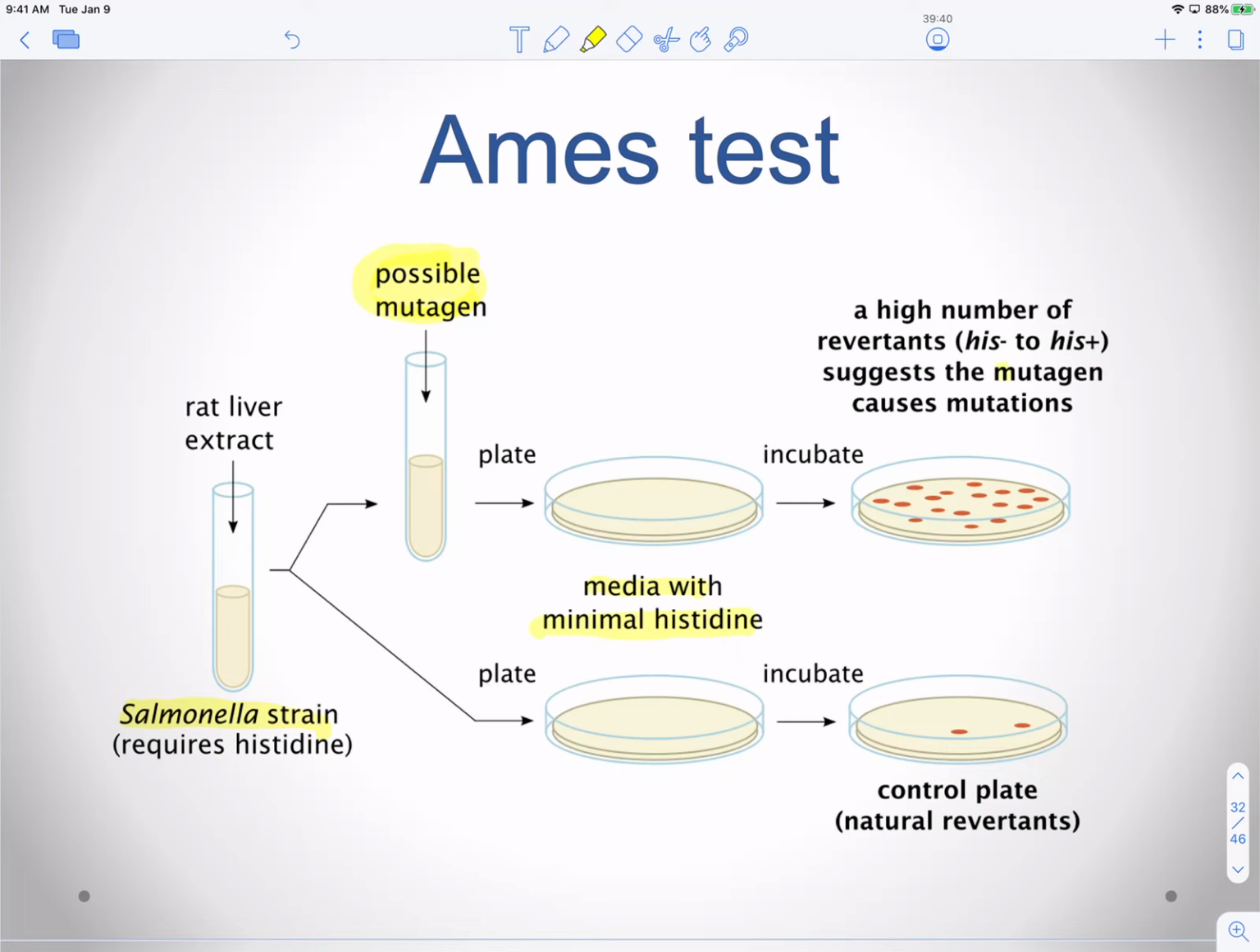So this would suggest that the mutagen is causing the mutations and the selective pressure of Salmonella to change from histidine negative to histidine positive. Whereas in the control plate, you have some natural revertants, but not a lot.